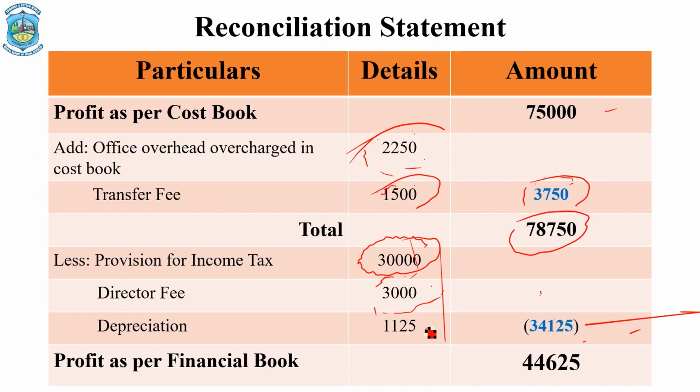1,125 rupees. So, the sum of these items, 30,000, 3,000, 1,000 and 125, the total is 34,125 rupees, which we have to deduct from 78,750. 78,750 minus 34,125, the balancing figure is 44,625 rupees. That is the profit as per financial book.